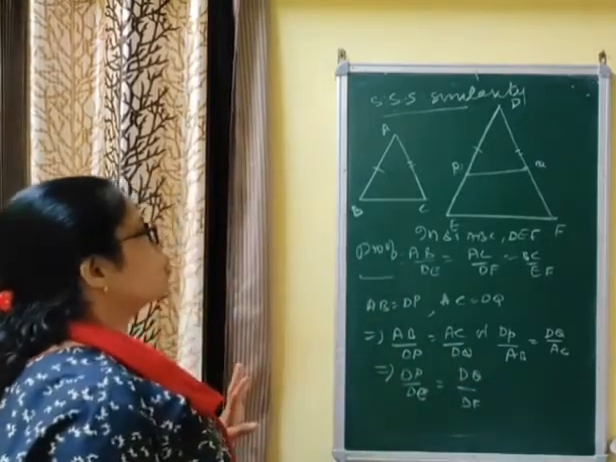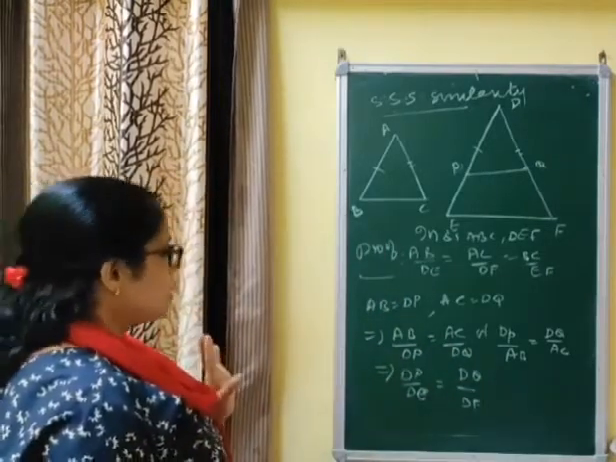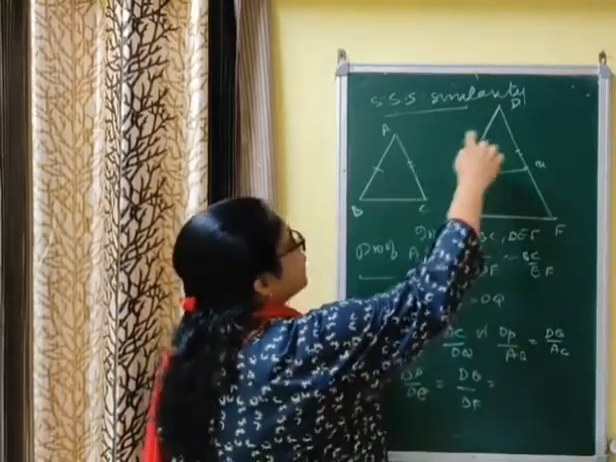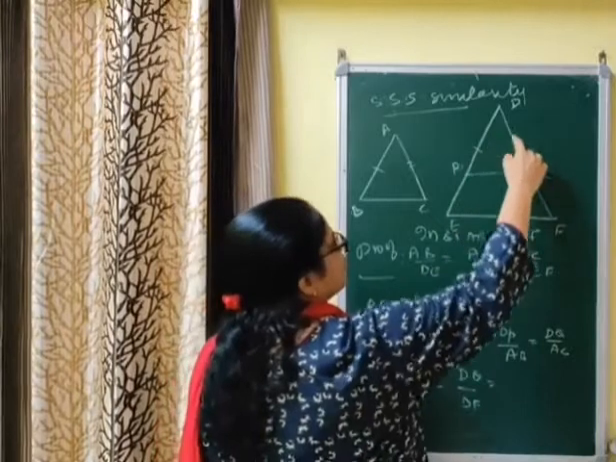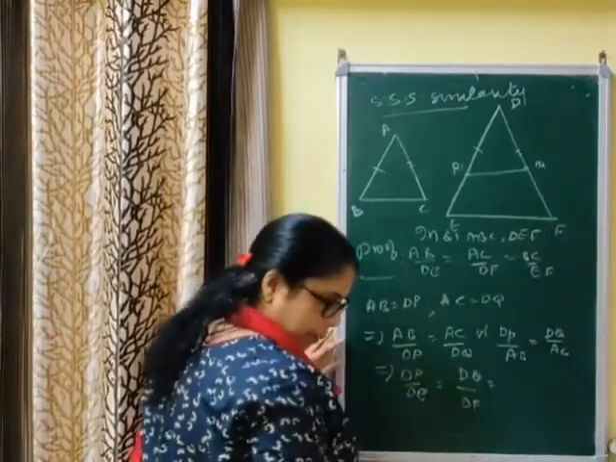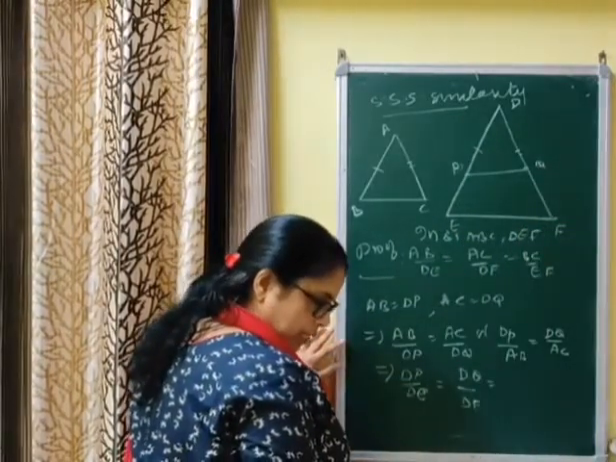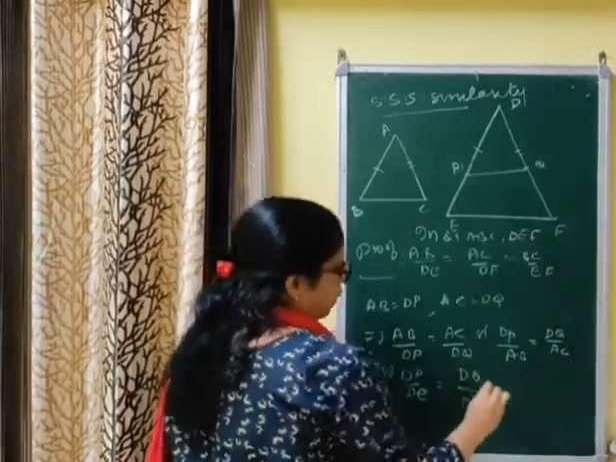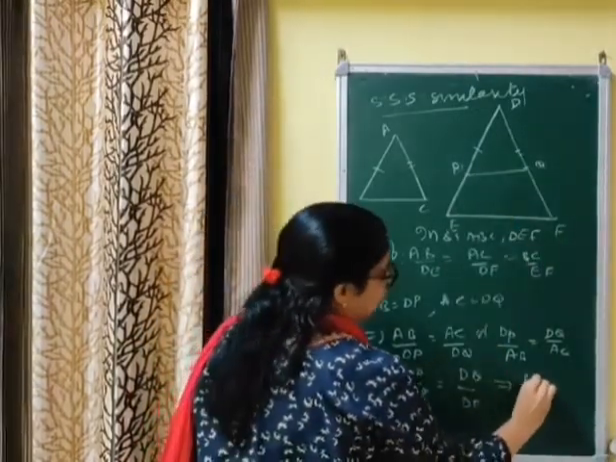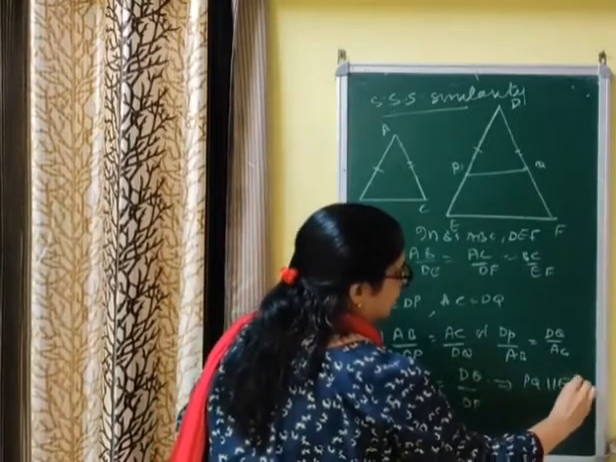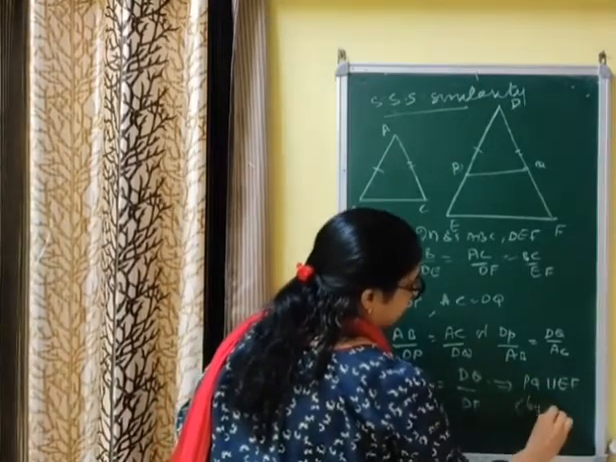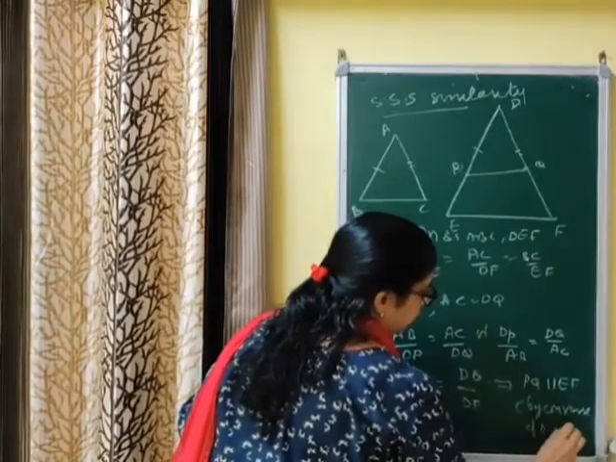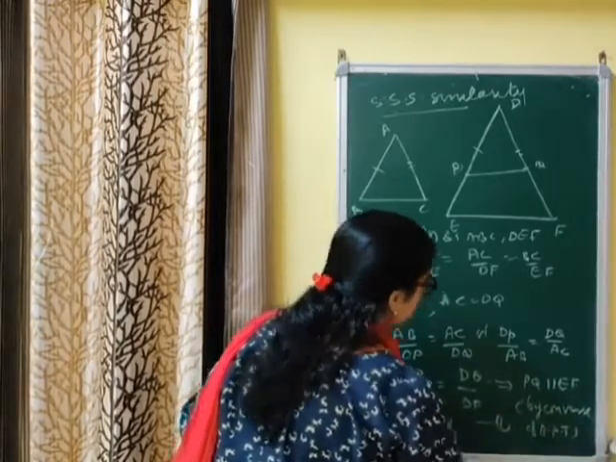This much you are given, and one more condition is: DP by DE is equal to DQ by QF. That is, this implies DP by DE equal to DQ by QF implies PQ parallel to EF by converse of BPT. This is equation number 1.